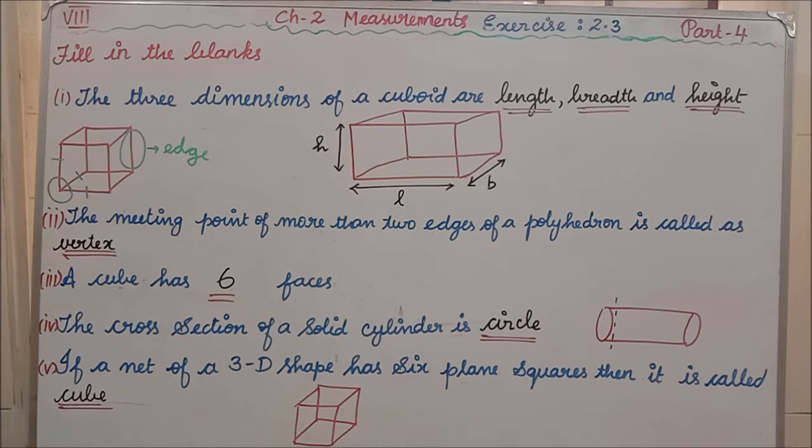See the second subdivision. The meeting point of more than 2 edges of a polyhedron is called as dash. Students, before explaining the answer for the second subdivision, you have to know the term polyhedron. Polyhedron means it is also a 3D solid figure, in which the sides will be flat surfaces.